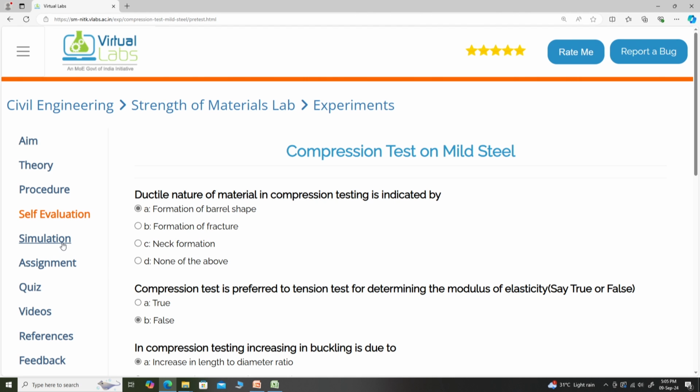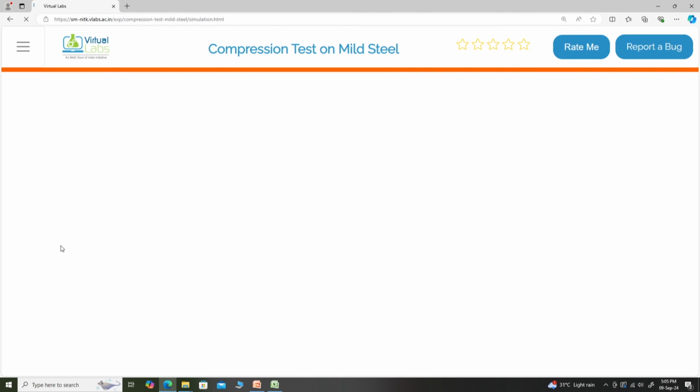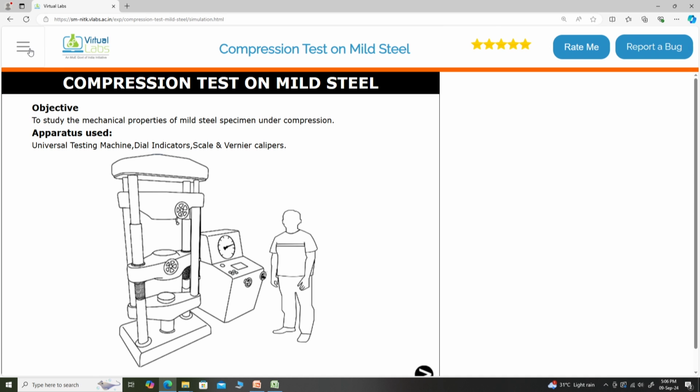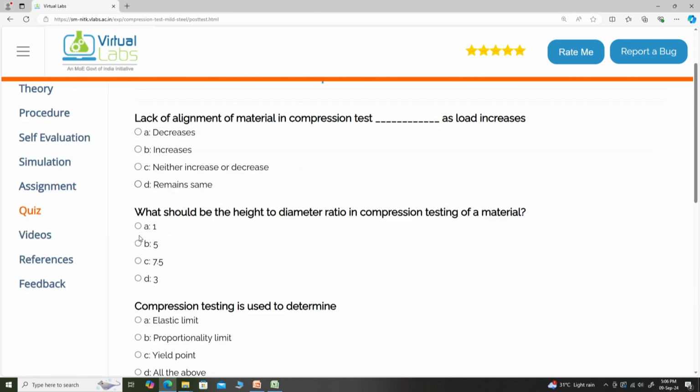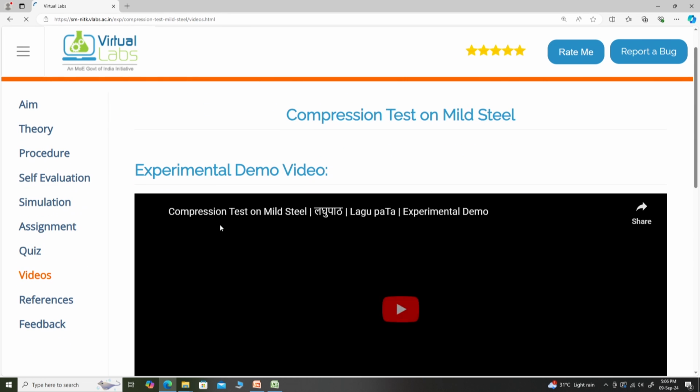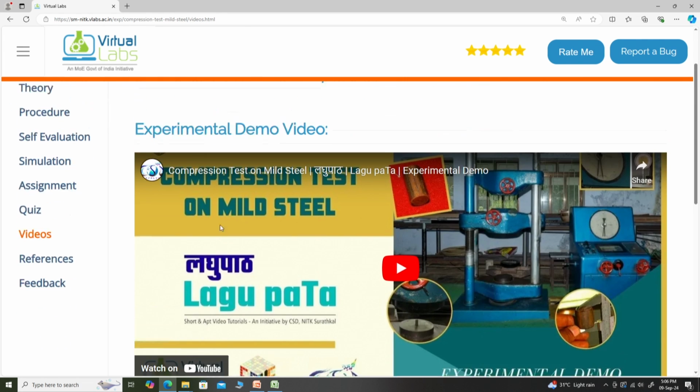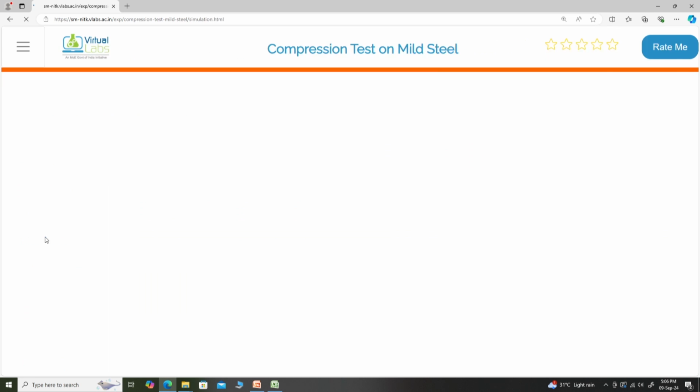After that we come to the simulation, and after the simulation as well, you can see here a post simulation assignment is also there, which I will not submit. These are certain questions that you should answer, and there are quizzes and demonstration videos available for the compression tester. So I will only go through the simulation part.